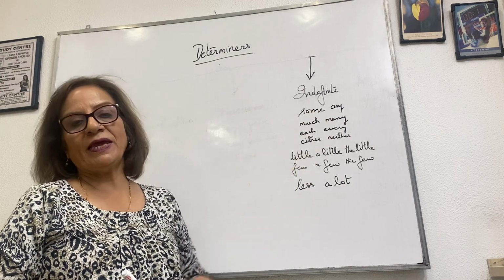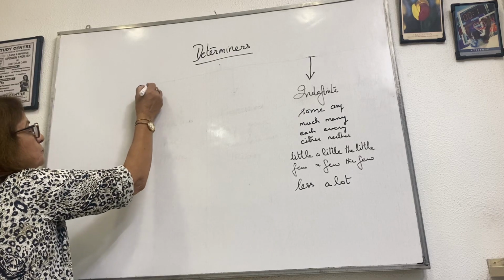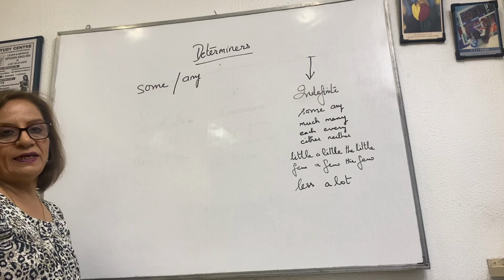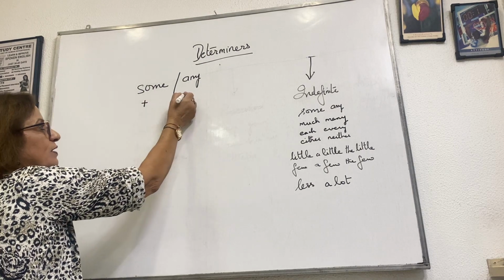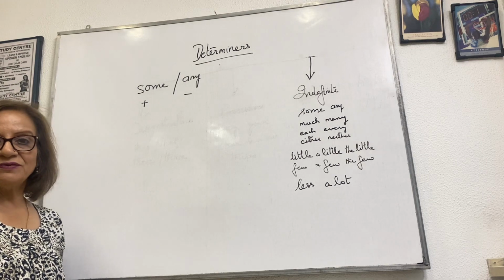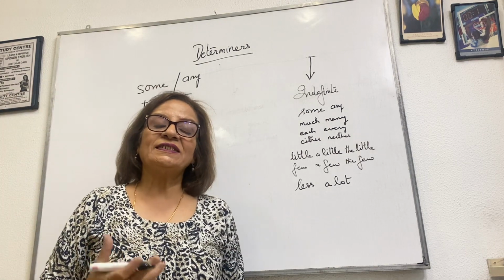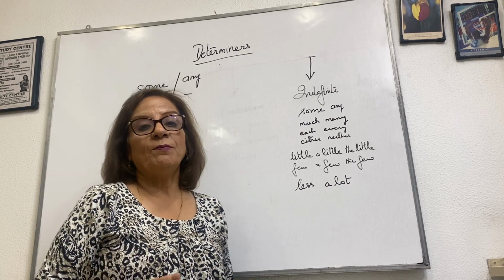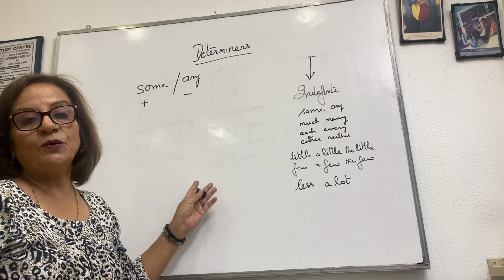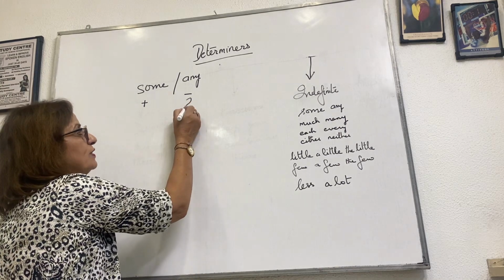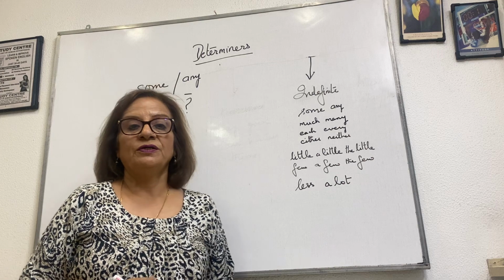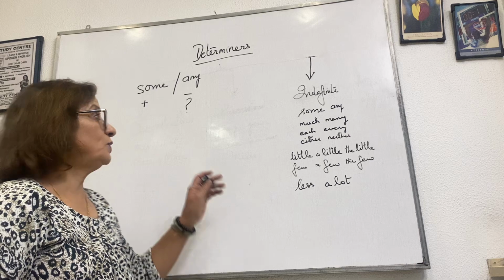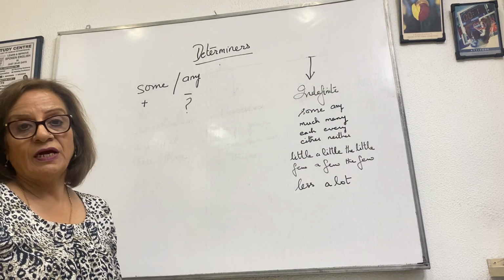Now the first is some and any. Where do we use some and any? Some is always positive and any we use with negative. It means if the sentence is telling something negative, with no, not, never, then we use any. But in a positive sentence, a statement, we use some. Also, if it is interrogative, a question, then we also use any. But sometimes we use some even in a question. I will tell you there.